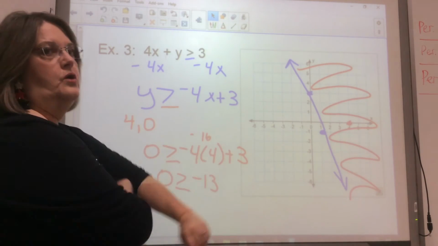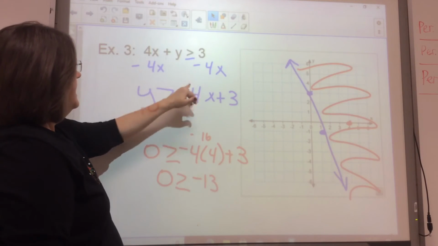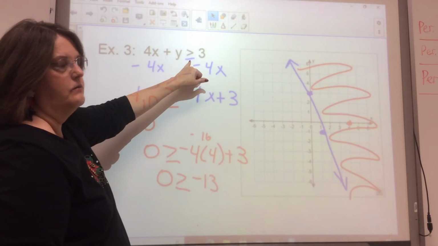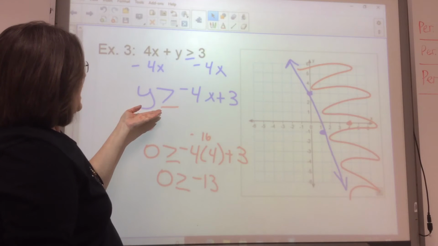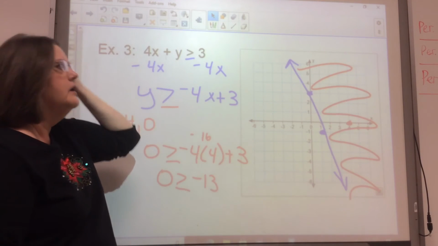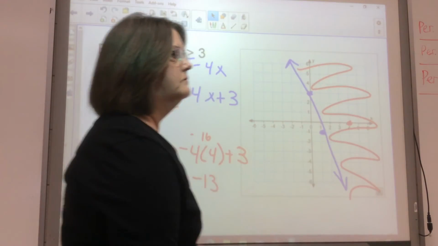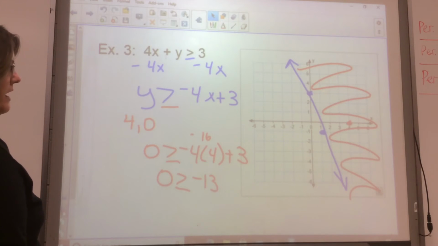This one has to be put in slope-intercept form. So you move the 4x over, and I changed it to greater than or equal to. All right, so y is greater than or equal to negative 4x plus 3. Graph the line. I'm not going to go over how to graph that line. You should know by now. Okay? Now, we're going to graph that line, and we're going to plug in 0, 0 again.